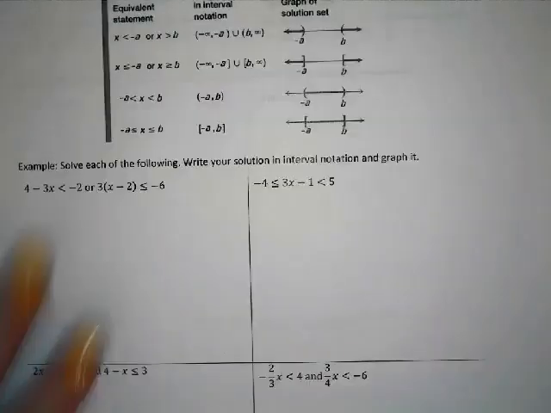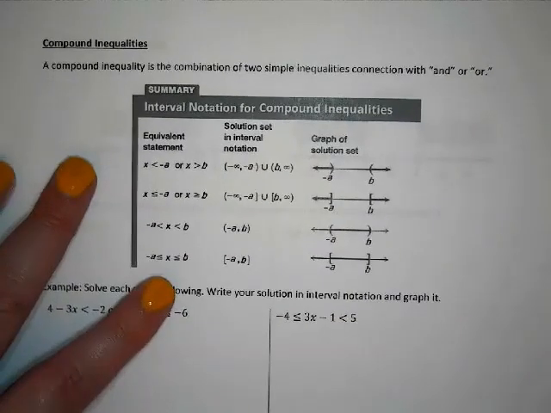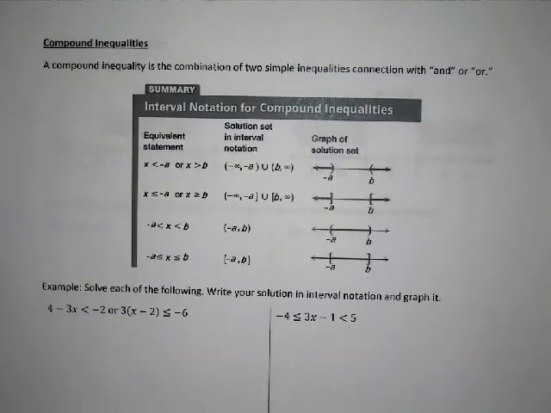Okay. Next, we're going to look at compound inequalities. These are inequalities where you have a combination of two inequalities, either using the word and, which means that both solutions you find have to be true at the same time, or using the word or, where it could be one solution type or the other.